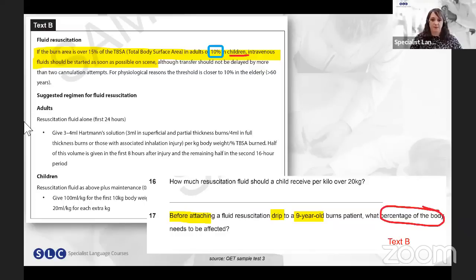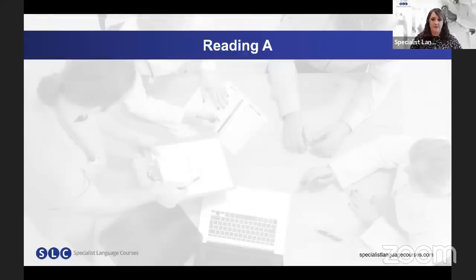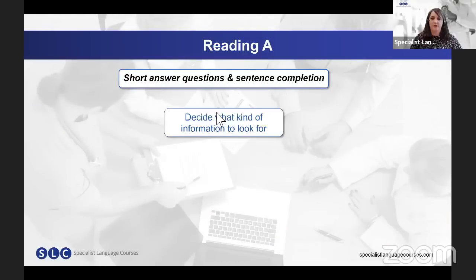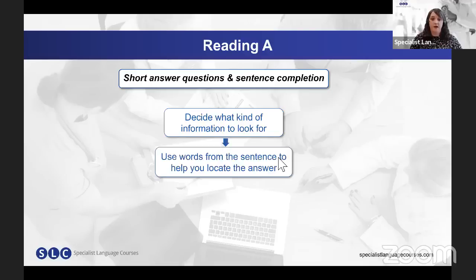All right, so in Reading A, for short answer questions and sentence completion, decide what kind of information you're looking for. Use the keywords from the questions. Use your grammar knowledge to help you decide what those keywords are and which words will help you look for the kind of information you need. Use the words from the sentence to help you locate it.